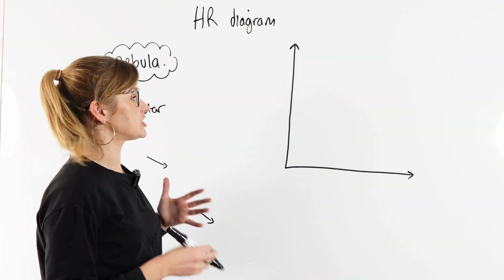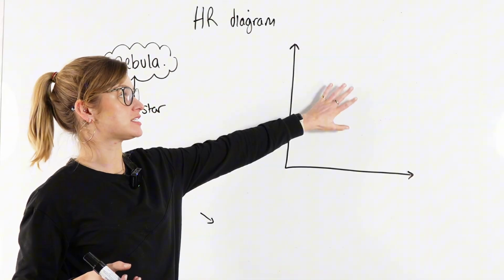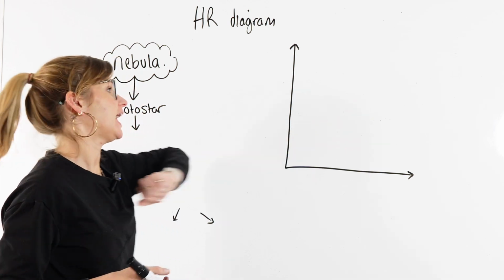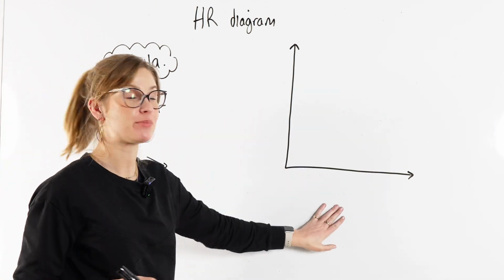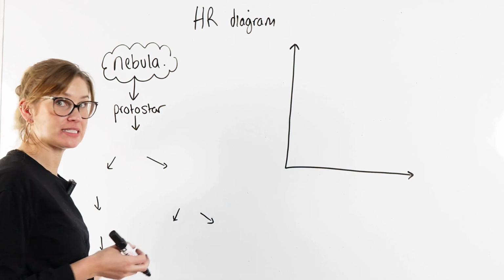In this video, we're going to go over HR diagrams. So where do the different regions of star formation go on the graph? What are the axes, because you need to know how to label them, and what even happens in star formation.